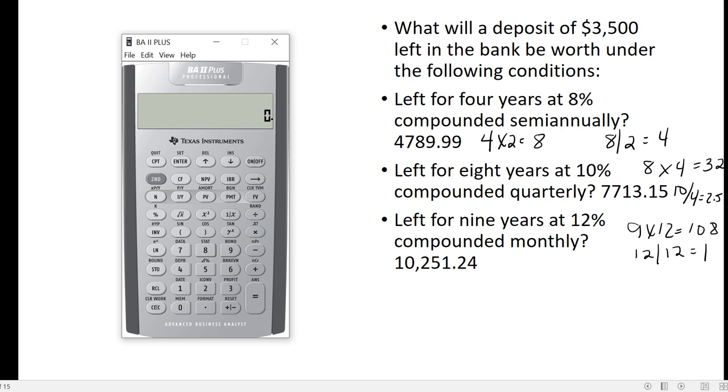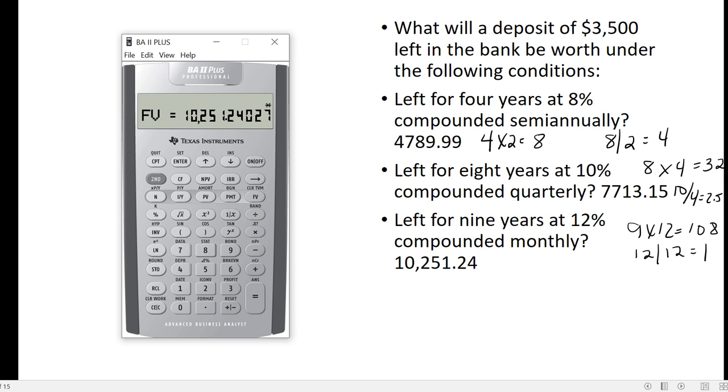And then the last one, we're going to clear out and then make sure we clear time value of money. The deposit's the same, $3,500. Again, it's a negative, so that's PV. This time it's going to be left for 9 years at 12% compounded monthly. So we take our 9 times 12, and that's our N. 12 divided by 12, of course, is just 1, and that's our I/Y, and we compute for future value.